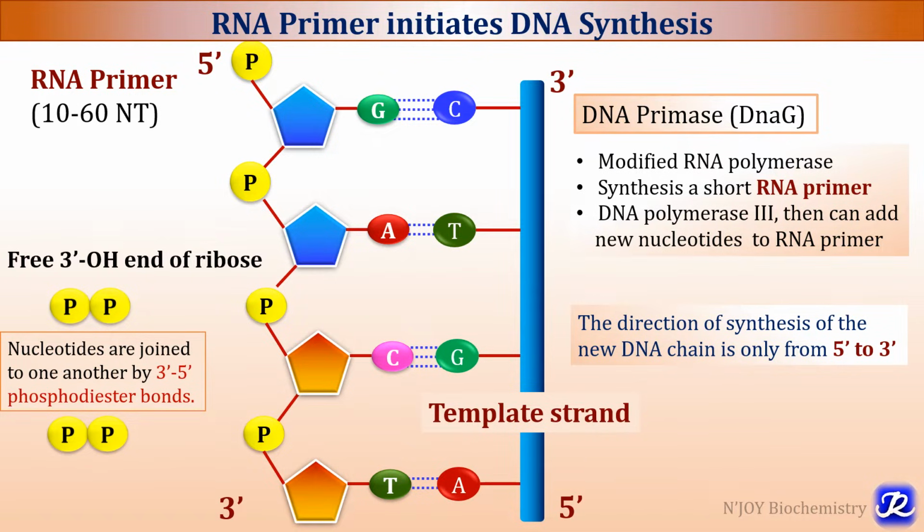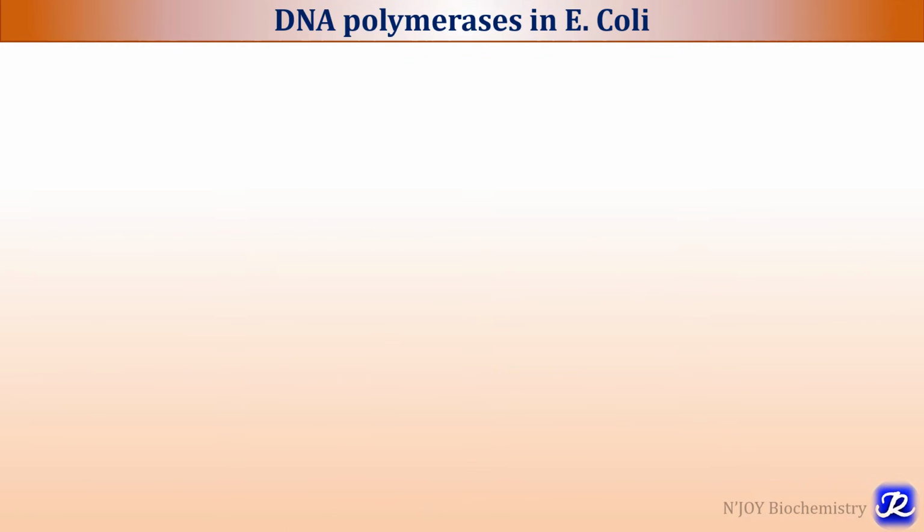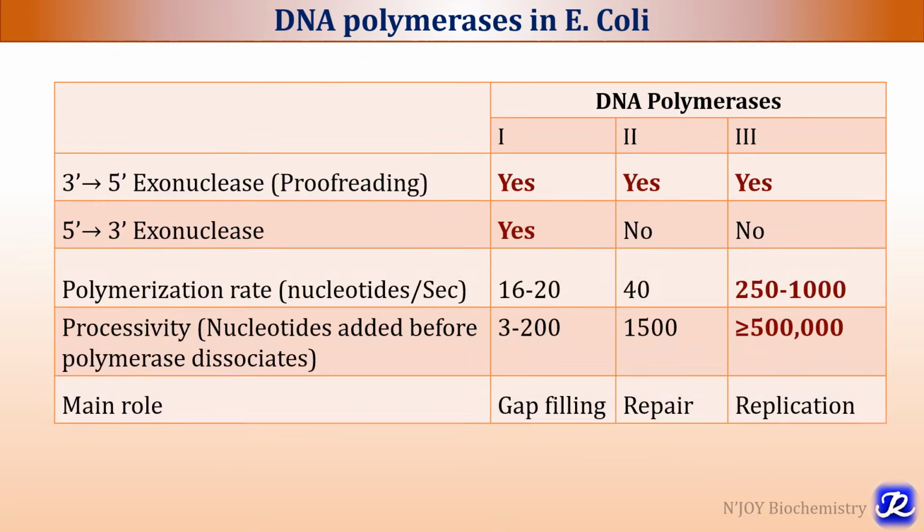So RNA primers initiate DNA synthesis, and without an RNA primer, DNA polymerase cannot initiate or replicate the DNA. There are 5 DNA polymerases known in E. coli, and out of these 5, DNA polymerases 1, 2 and 3 have a role in DNA replication, while types 4 and 5 have a role in DNA repair mechanisms. DNA polymerase 1, 2 and 3 all have 3' to 5' exonuclease or proofreading activity, while only DNA polymerase 1 has 5' to 3' exonuclease activity.